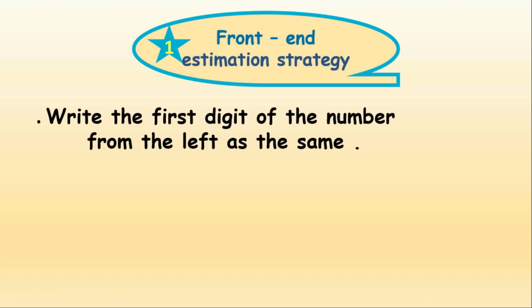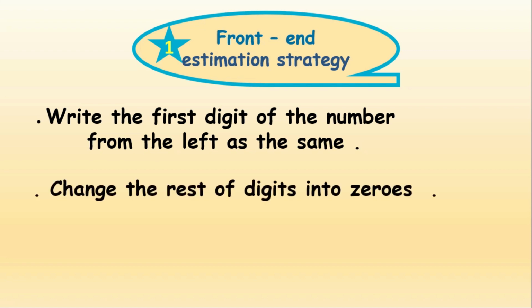It's very simple and easy because it has only 2 simple steps. The first one, write the first digit of the number from the left as the same. That means write the first digit without a change. Next step, change the rest of the digits into zeros. That means the rest of the digits are replaced by zeros.